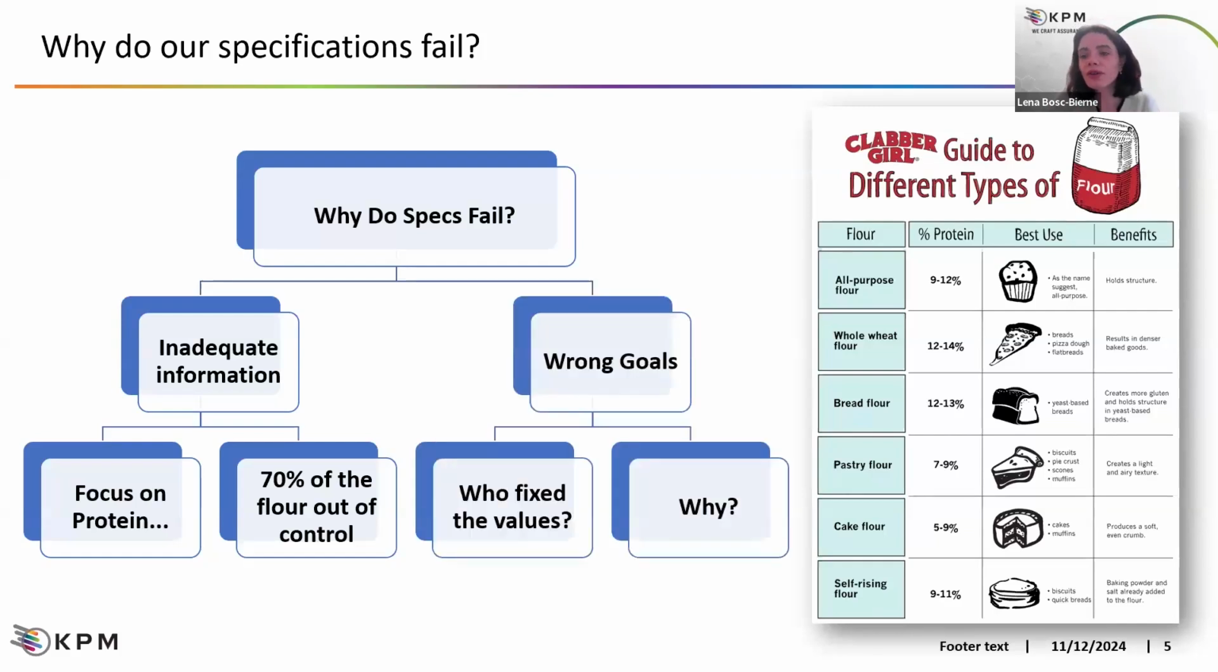And then another reason might be also because we do not have the right objectives. We have wrong goals. We don't have the right levels for the specification or the right uncertainties, the right tolerance around these results. And here, often, the question that we need to ask ourselves is, who fixed the values? Who decided that specifications must be this, plus or minus this, and why?